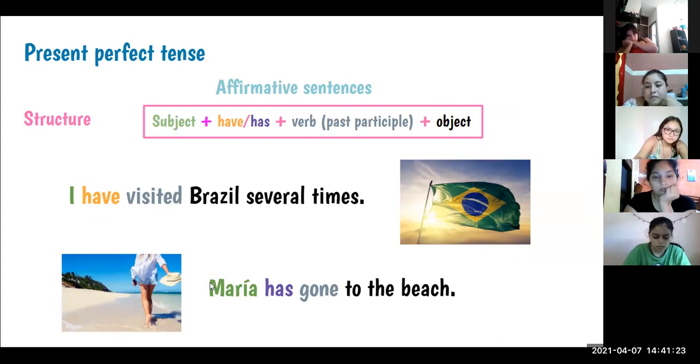What about this one? Maria has gone to the beach. María fue a la playa. María fue o estuvo en la playa. Ha ido. Ha ido a la playa. Okay, si se dan cuenta, este verbo have or has es como he hecho esto. Yo he visitado. María ha ido a la playa.